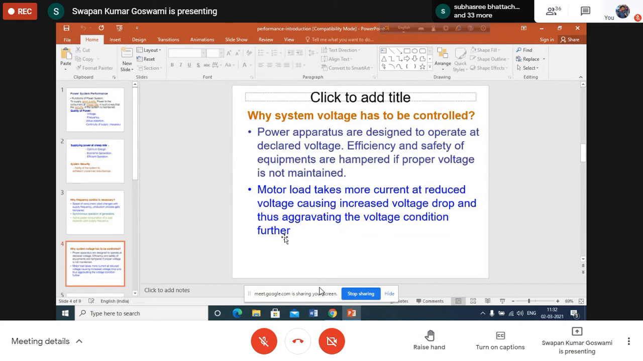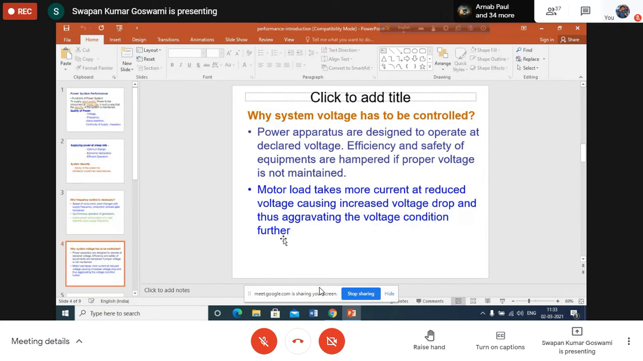They have been designed to operate at a declared voltage. Now, if you cannot supply that declared voltage to the motor terminal, then what will happen? Since these motors require constant power for their operation, they will draw more current to maintain constant power. That means at reduced voltage, they will be drawing more current. More current means obviously the voltage drop in the system impedance will increase. That means this current is actually entering into the load from the generators of the power system.